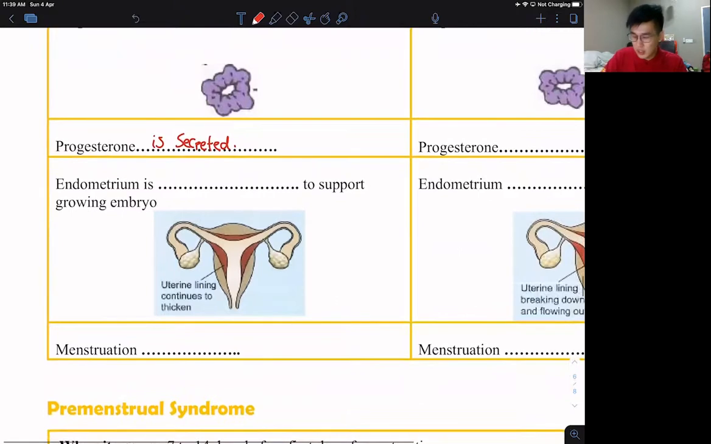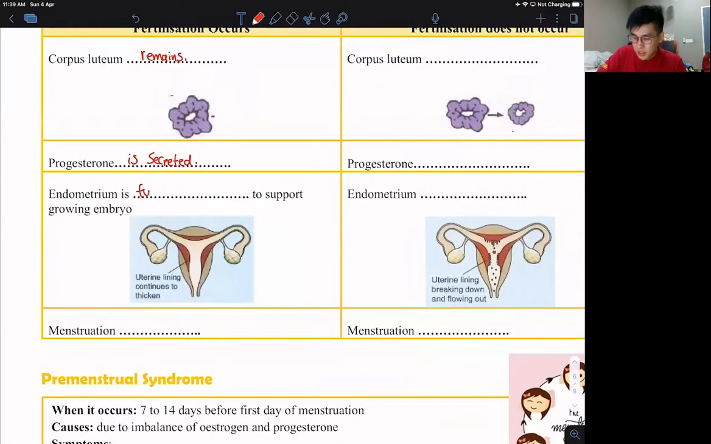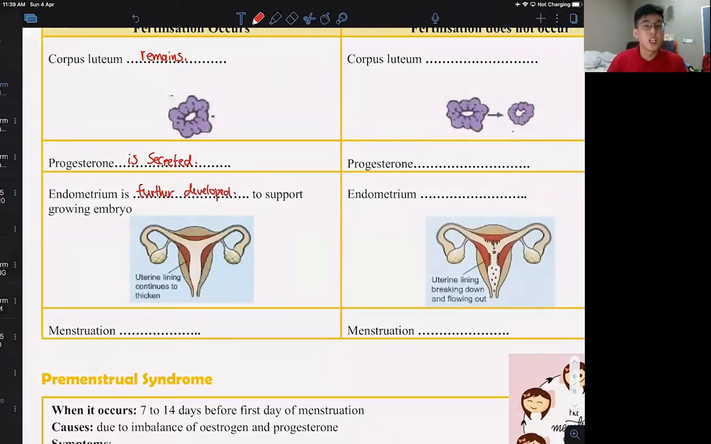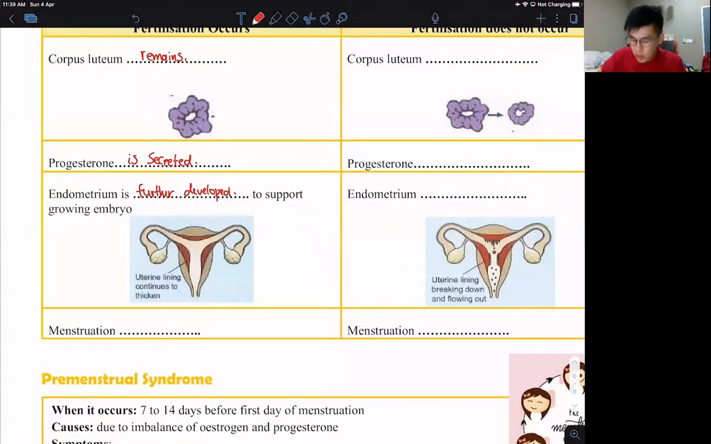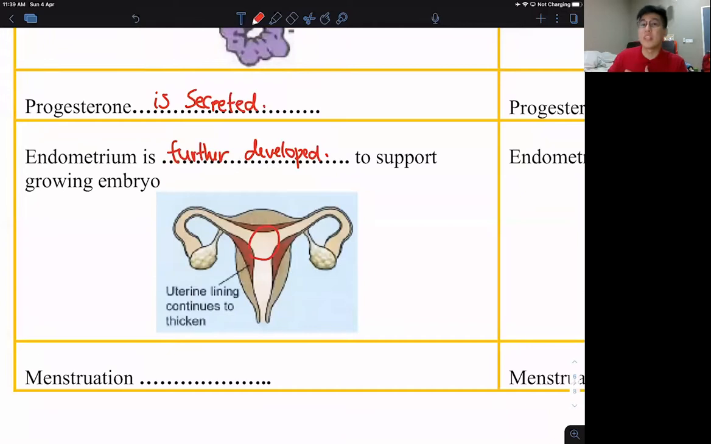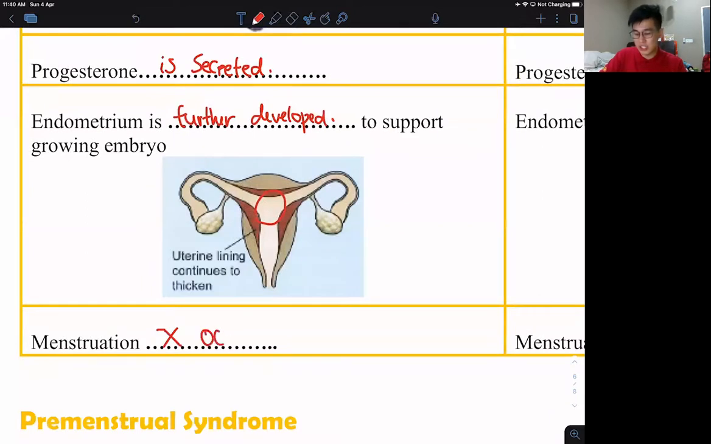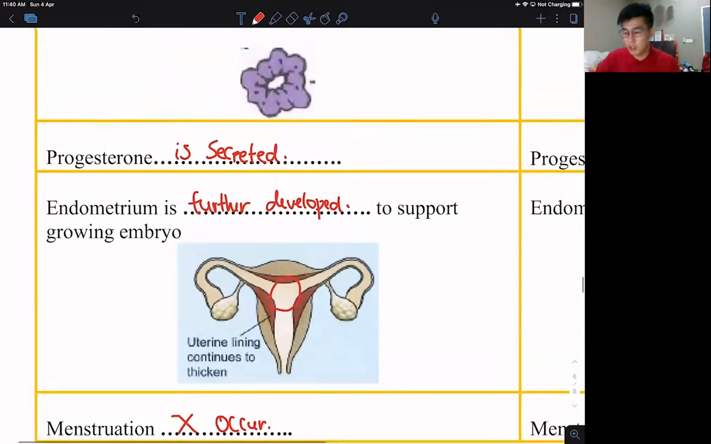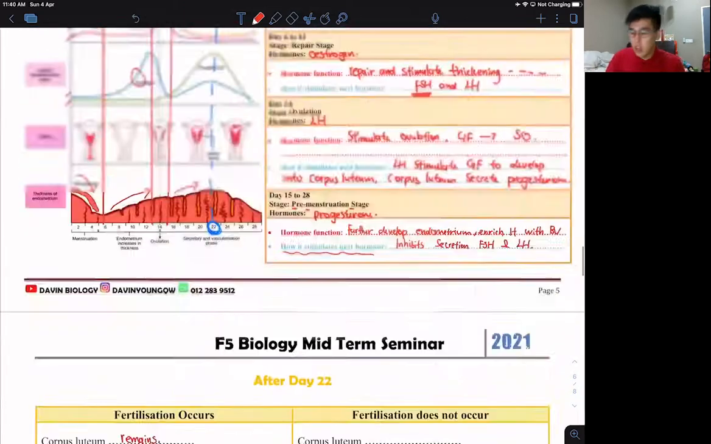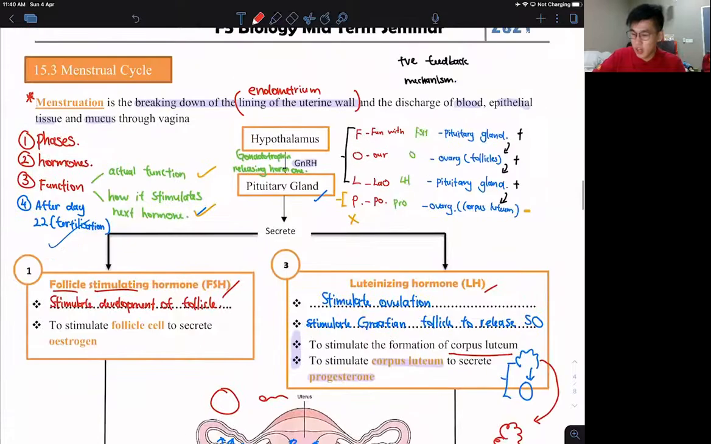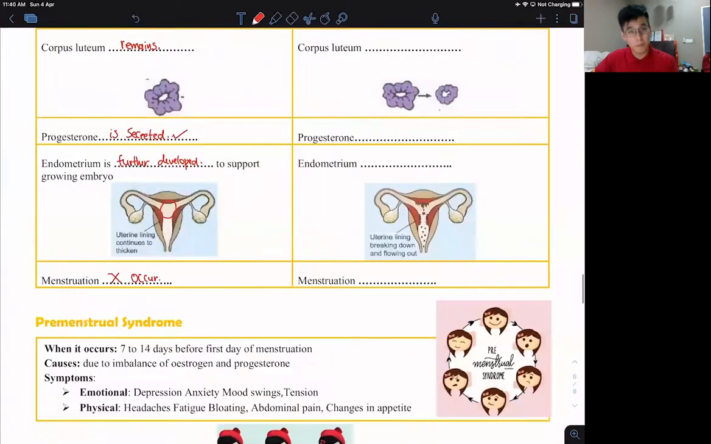Endometrium is further developed to support the growing embryo. So I need the endometrium here for the embryo, for the fetus to grow later. This is why when girls are pregnant, menstruation does not occur, because your wall doesn't break down. Now progesterone continues being secreted. Remember, progesterone is a negative feedback mechanism. Means if I have progesterone, all the other hormones over here, FSH and LH, will not be secreted. That's why the menstrual cycle stops.